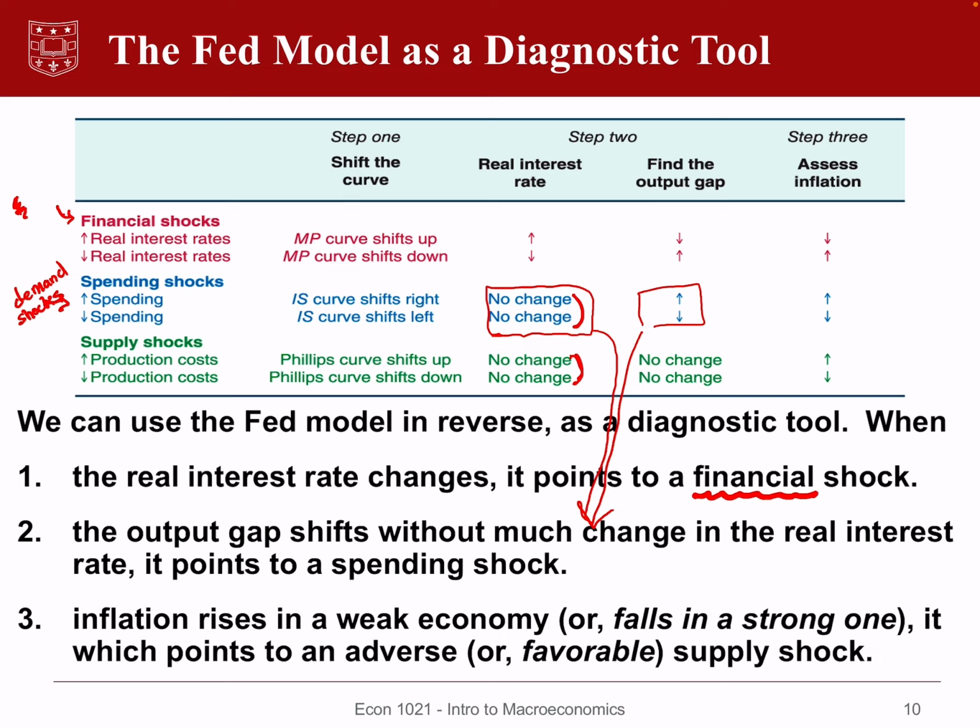And then finally, if we see mostly just changes in inflation without a whole lot of movement in interest rates or output gaps, then we can be pretty sure that we're looking at supply shocks, because when we look across this row that's in green, it's only going to be the case that inflation changes if we have just a pure supply shock. There's no change in the real interest rate, and there's no change in the output gap. So this is kind of handy.